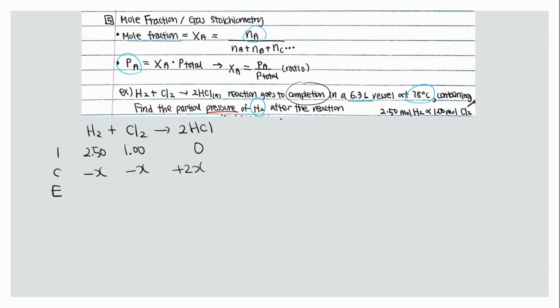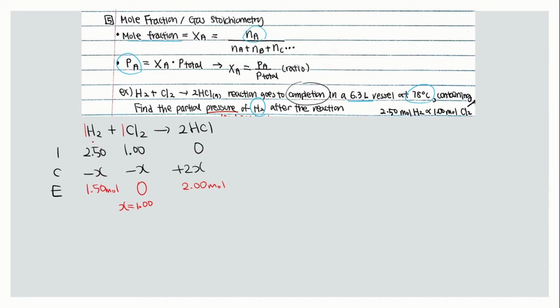So it means that one of the reactants, the limiting reactant, has to be depleted at equilibrium. And we know that the limiting reactant has to be Cl2 because they both have the coefficient of 1 and Cl2 has a smaller initial amount. So Cl2 will be depleted at equilibrium. And now we know that x equals 1.00. So H2 will have the amount of 1.50 at equilibrium, and HCl will be 2.00 moles at equilibrium.